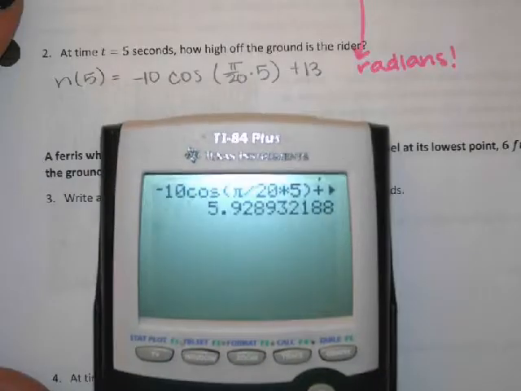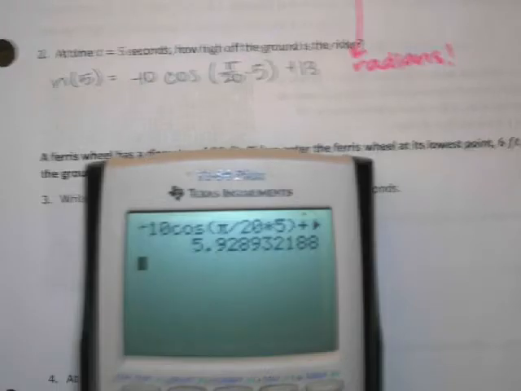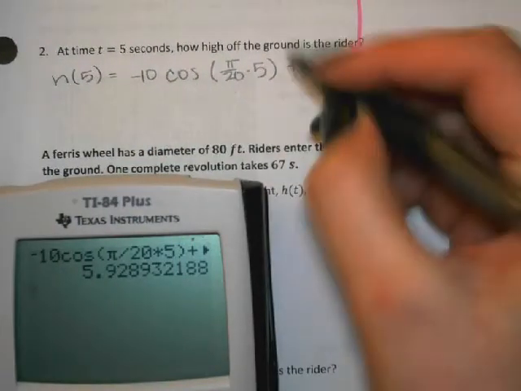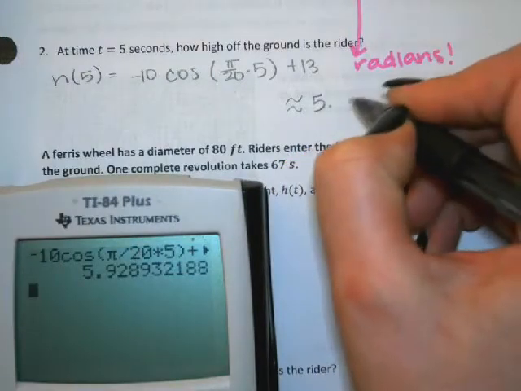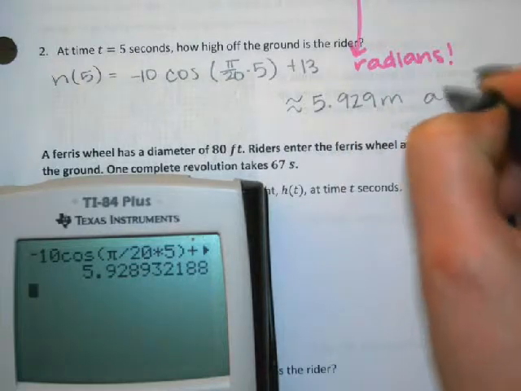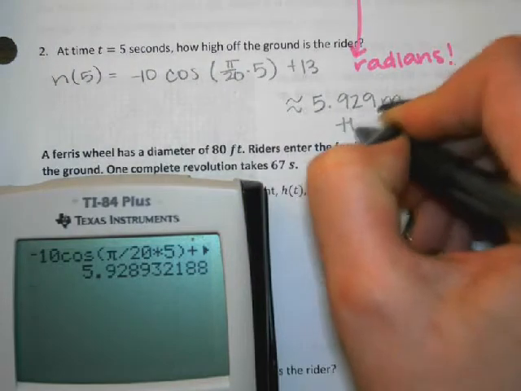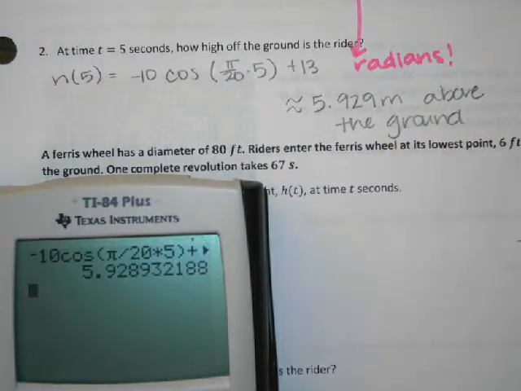And we can go ahead and round to 3 decimal places. So 5.929 meters above the ground. Normally I would say you have to write a sentence, but I'm going to be honest, I don't feel like writing sentences today. So I'm not going to require you to write sentences. You're welcome.